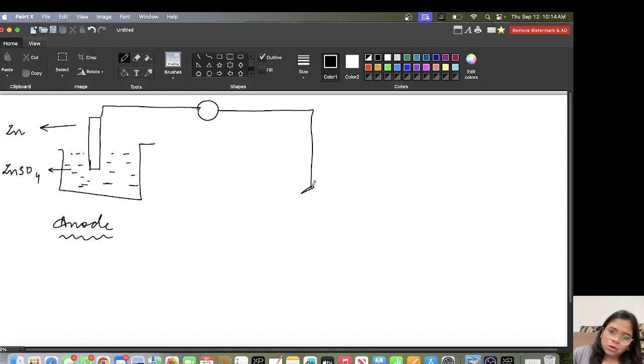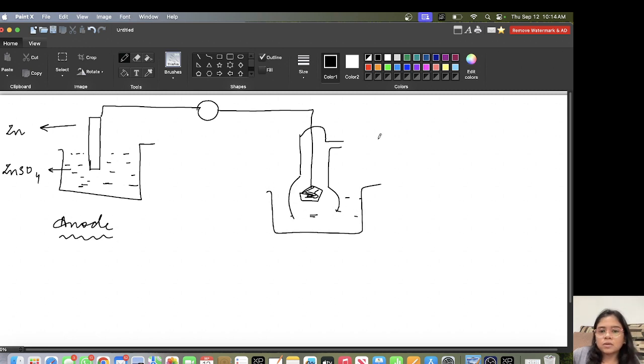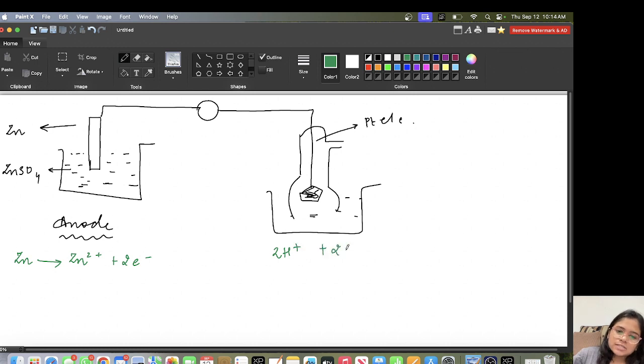So this is how your hydrogen electrode used to look like: platinum wire here, then you had a glass jacket around it, and it was dipped in HCl and all, right? This is my platinum electrode. Now I know on the left hand side my oxidation is going to happen. So zinc will give me Zn2+ plus 2 electrons. And here, since my reduction is happening, what is reduction? Gain of electrons, right? So here 2H+ plus 2 electrons is giving me H2. You understood both these equations, right?